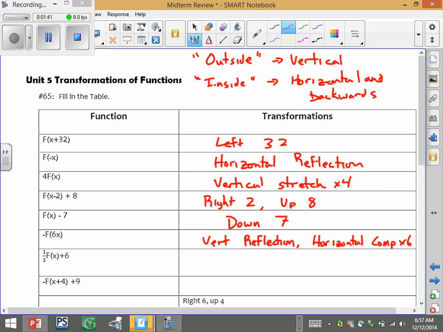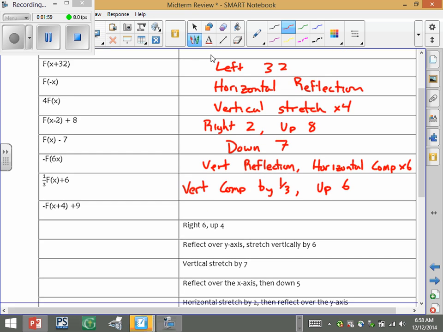Here, there's a compression and a translation. Remember, we always do translations last. So this is a vertical compression by 1/3. So it's going to get a third as tall, if you will, and then we're going to go up 6. Here we got 3 moves happening. You got that negative out front, so we can't forget about it. So we do a vertical reflection. Negatives simply reflect. Then we're going to go to the left 4 and up 9.